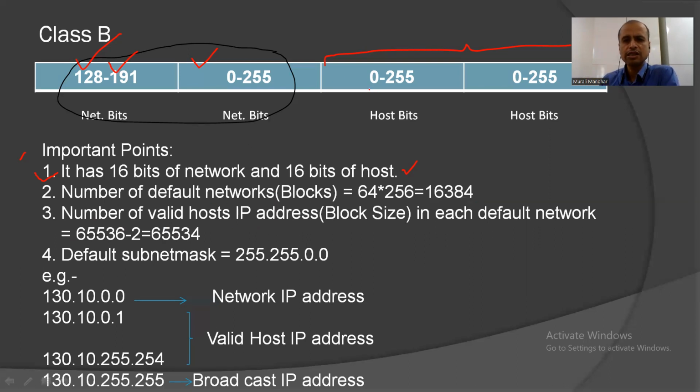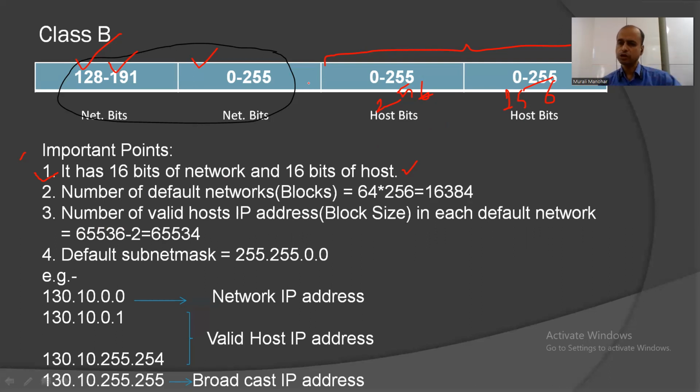Only these two parts will be used for the host, and each part has 256 values. So the total calculation will be 256 into 256. It has a 0 to 255 range, which means it has 256 different values, and the other part also has 256 different values. If you multiply these two values, you will get 65,536. Means 65,536 different host IPs can be formed in a network.